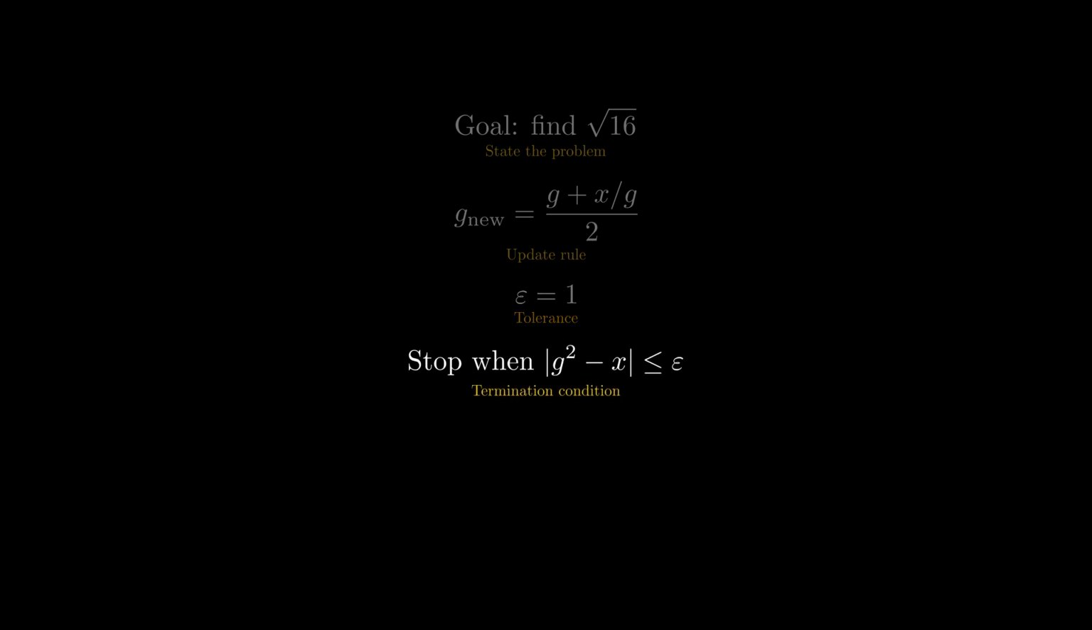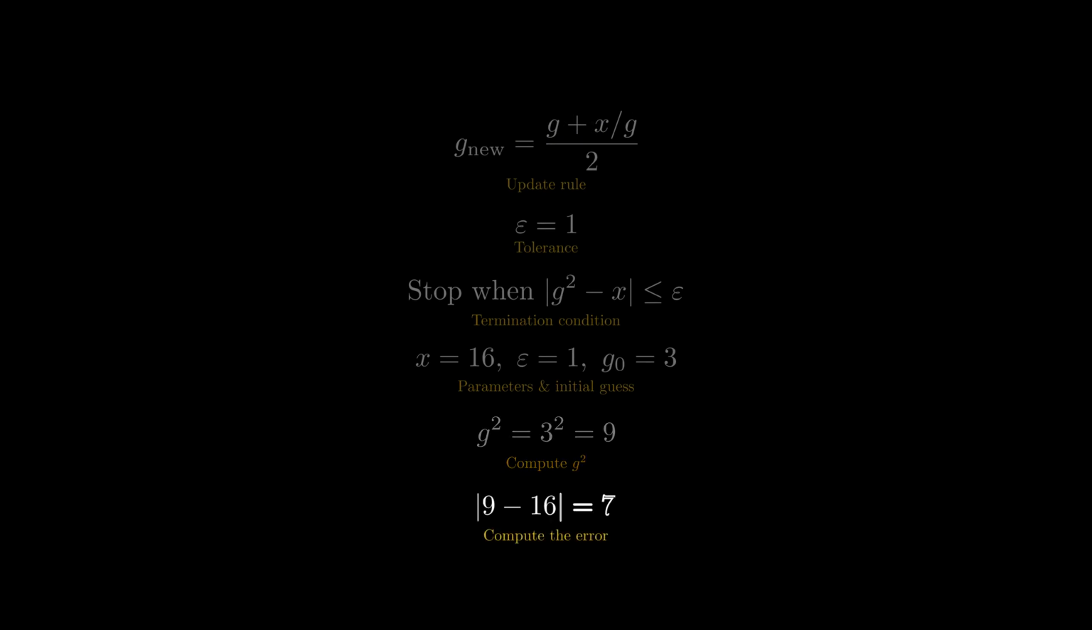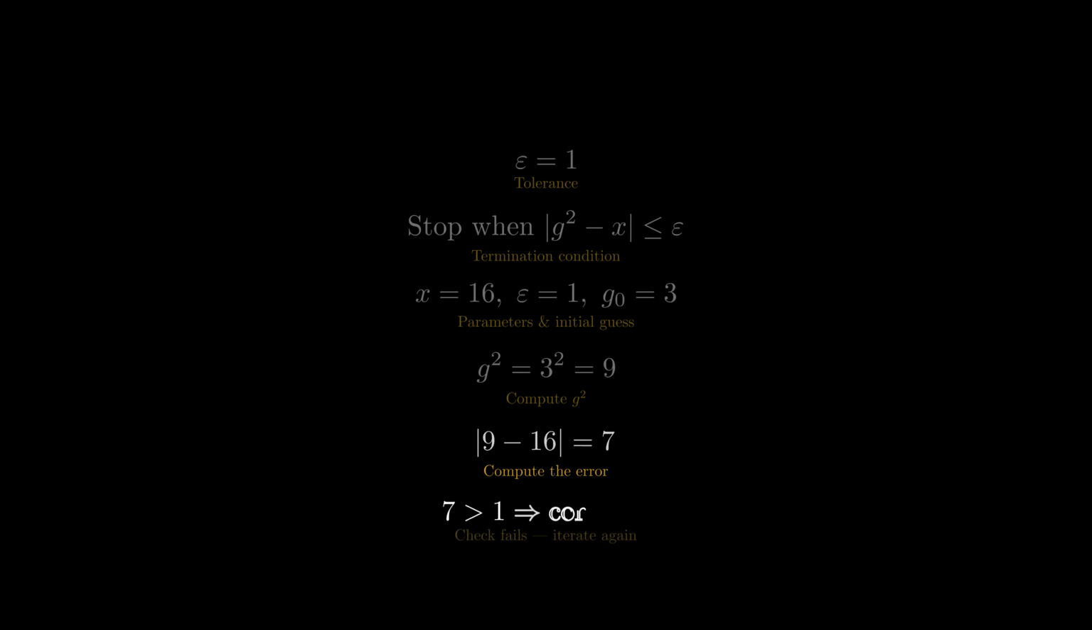Let's build a real algorithm to find the square root of 16. Our recipe uses one update formula. The new guess equals the old guess plus x divided by the old guess, all divided by 2. We also need a tolerance, which we'll call epsilon, set to 1. Here's the stopping rule. Stop when the guess squared is within epsilon of x. Let's start with a guess of 3. 3 squared is 9. 16 minus 9 is 7. 7 is bigger than 1, so we keep going.